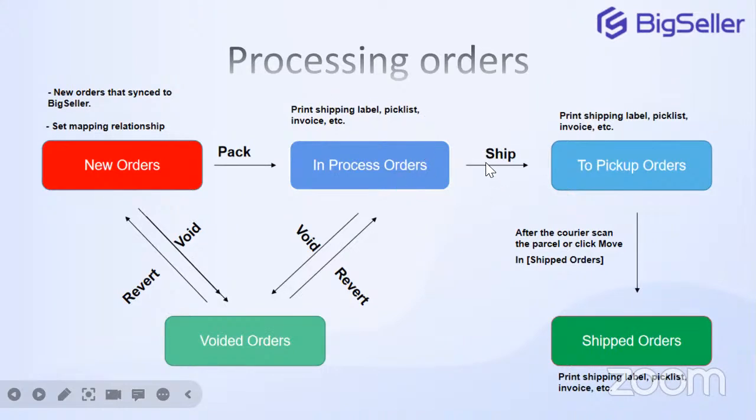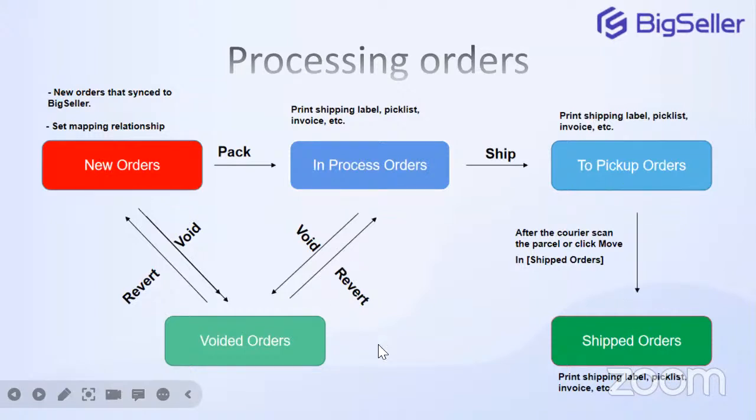After this order has been successfully shipped, it will be moved to the third status, to pick up orders. And after the courier scans this package successfully, the order will be moved to the final step, shipped orders. So basically, we have 4 steps to process our new orders. Here is the flow chart.